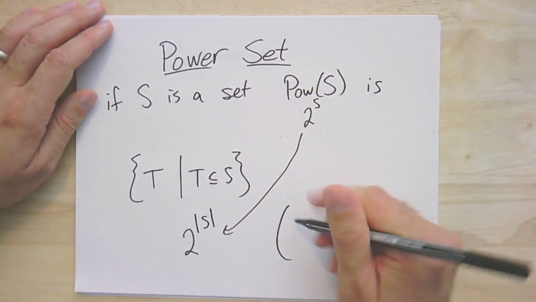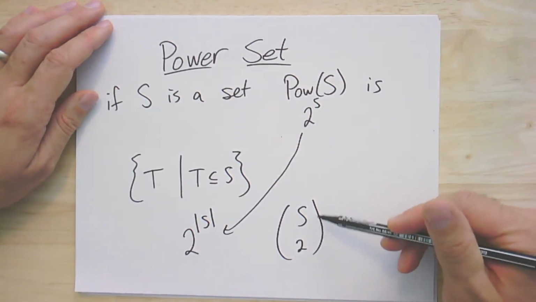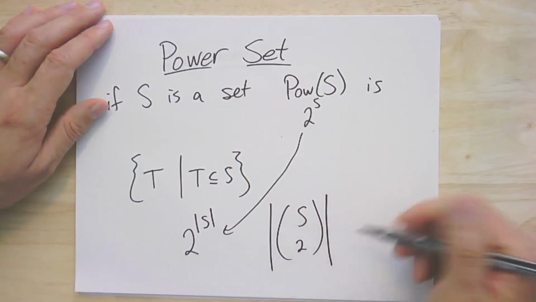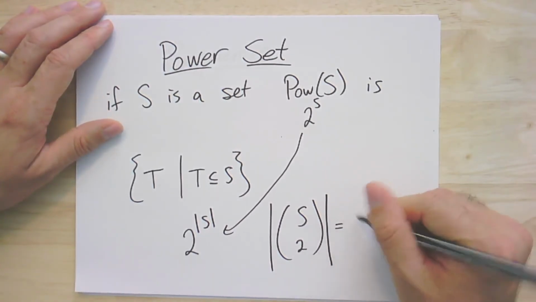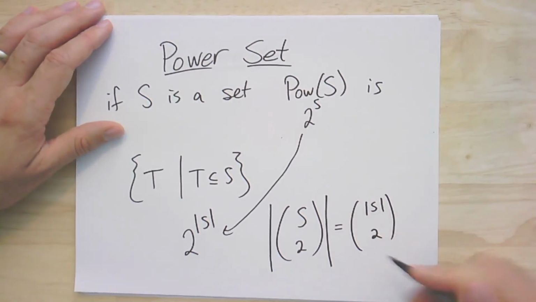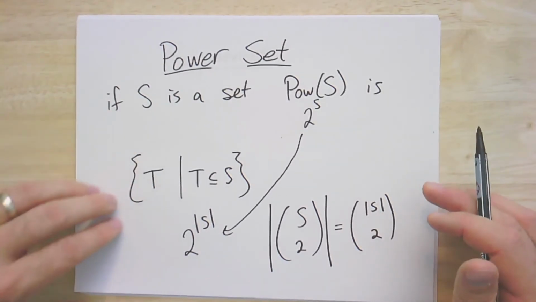Incidentally, it's also why we have the notation S choose 2. Because again, if I were to ask for the size of this set, which is the number of elements or the cardinality, it would be the size of S choose 2. Although, we have to be careful in the case of infinite sets. All right.